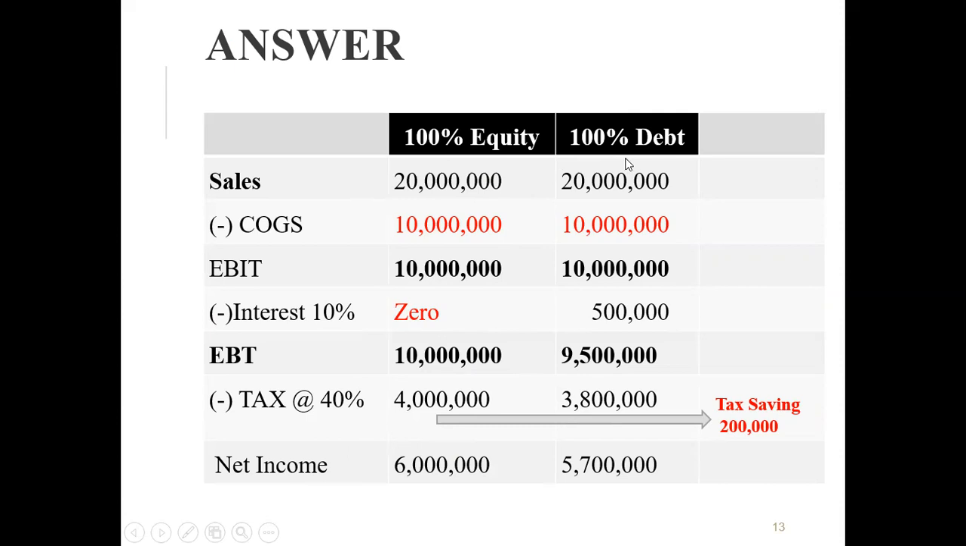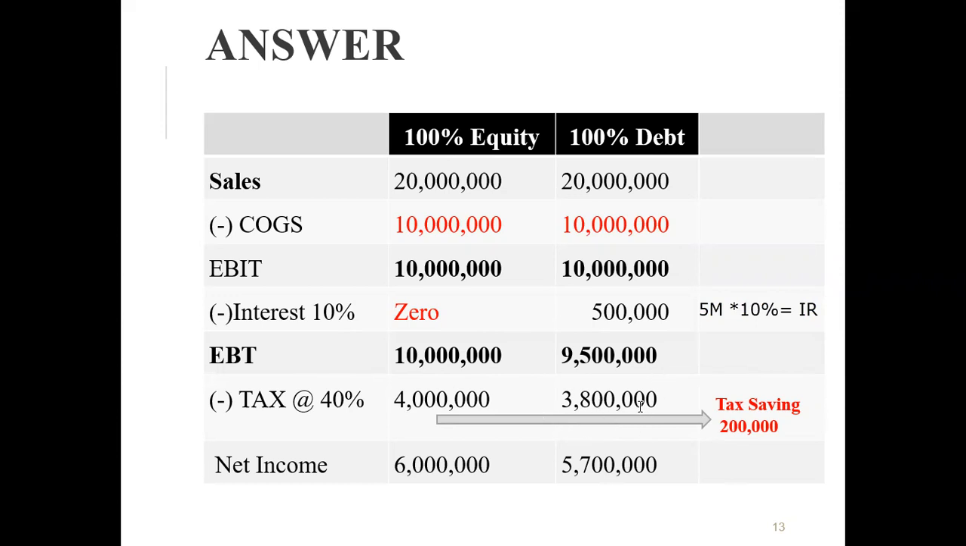But in the case of debt, I will remind you: the 500,000 is the 10%. What is the 10%? Remember the capital. Here the capital is by equity; here the capital is completely by debt. So I have 5 million, and I multiply this 5 million times the 10%. This will give me the interest, or the cost of financing this project. So the interest is 500,000, then the earning before tax is 9,500,000.